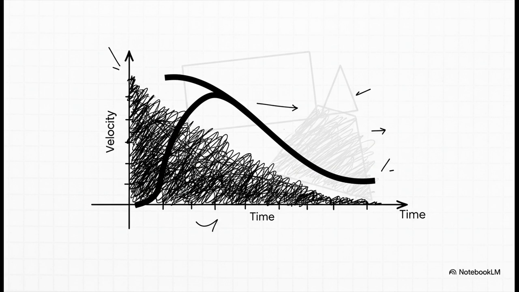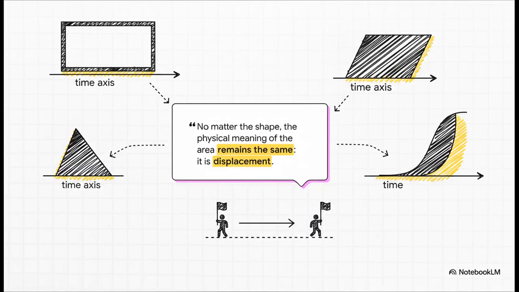You get curves. But even when we can't use our simple geometry formulas, the physical meaning of the area between that curve and the axis stays exactly the same. This is the universal rule. I want you to burn this into your brain. It doesn't matter if the shape is a nice, neat rectangle, a triangle, or some wacky, complex curve that you'd need calculus to figure out. The area between the line and the time axis will always represent the object's displacement. It's the unbreakable link between the graph and the actual motion.